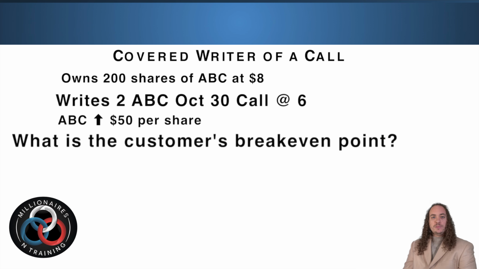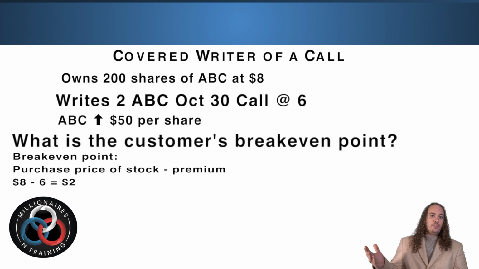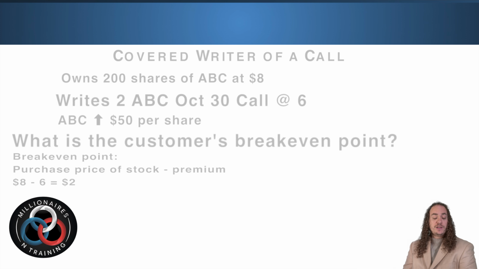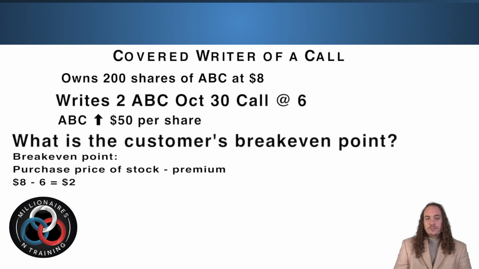So what is the customer's break-even point? Remember that when a stock position is involved, that is used to calculate the break-even point. The customer has taken in premiums of $6 per share. When will they lose that premium? When the price of the stock that they own drops to $6 below their original purchase price. $8, the original purchase price, minus $6 of premiums received, gets you a break-even point of $2 per share.